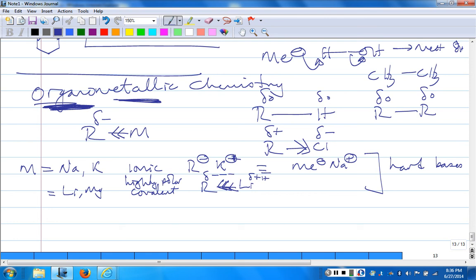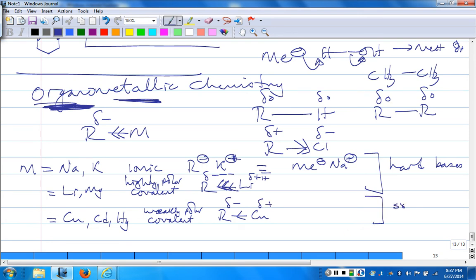They tend to function as what we call classic bases. They pull off protons. When the metal is copper and cadmium and mercury and so on, the bond is covalent, but it's weakly polar. So I have R attached to copper, and the copper does push electrons, but that only gives me a delta minus. Okay? These are soft bases.